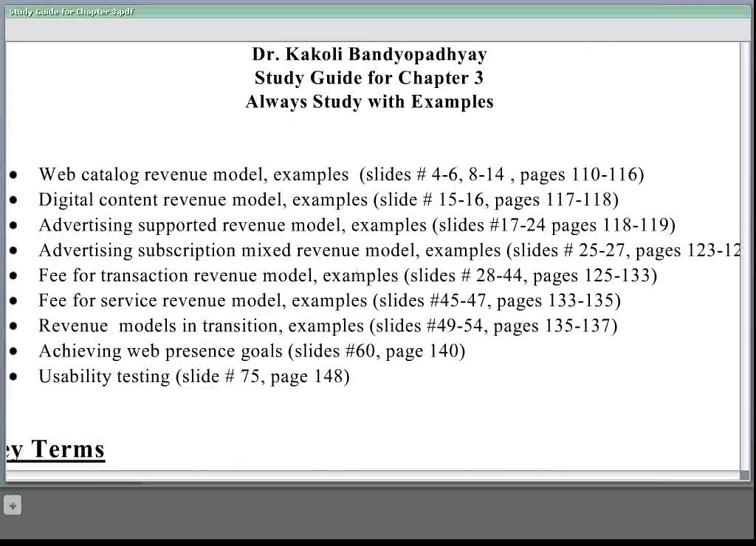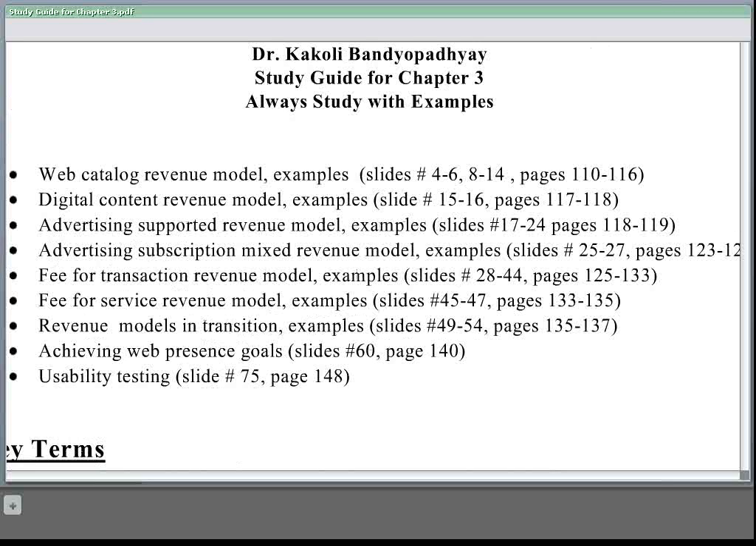Web presence companies, they invest a lot in order to achieve web presence goals, like Coca-Cola, Pepsi, Toyota, Volkswagen. They try out different things for web presence, such as providing detailed information about the company, detailed information about their services, and so on and so forth.